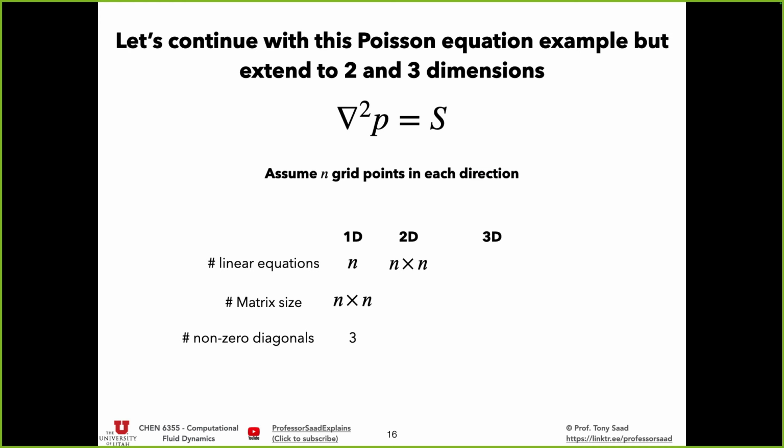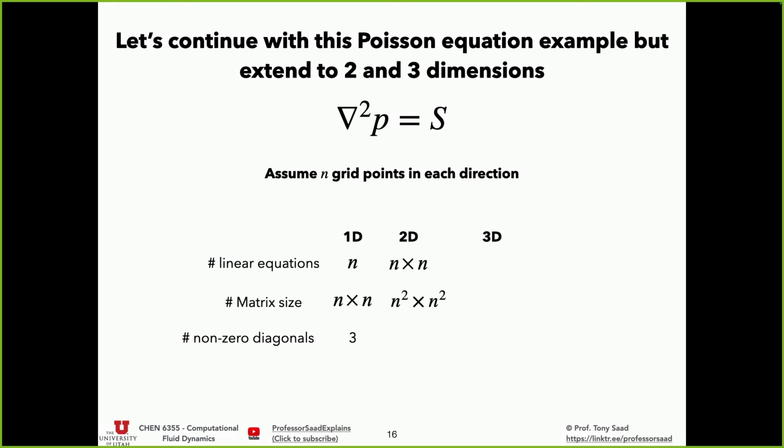N to the 4. You said n to the 4. So how did you get that? By n, right? So if the number of equations is n squared, the matrix needs to have n squared equations and n squared unknowns. So it will be n squared by n squared, right? Or n to the 4th, correct?